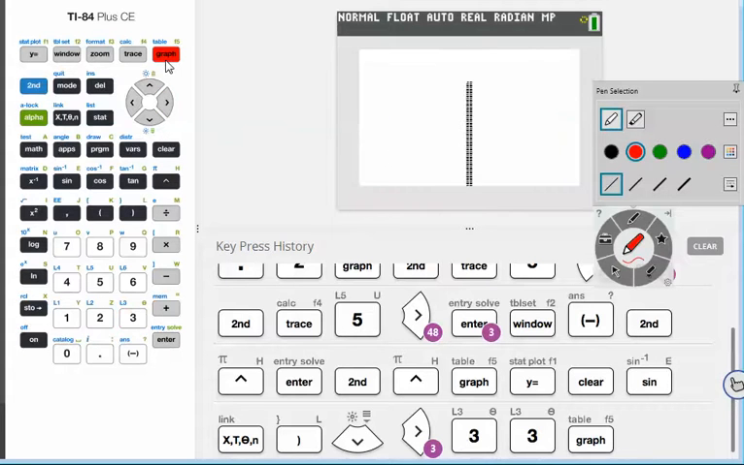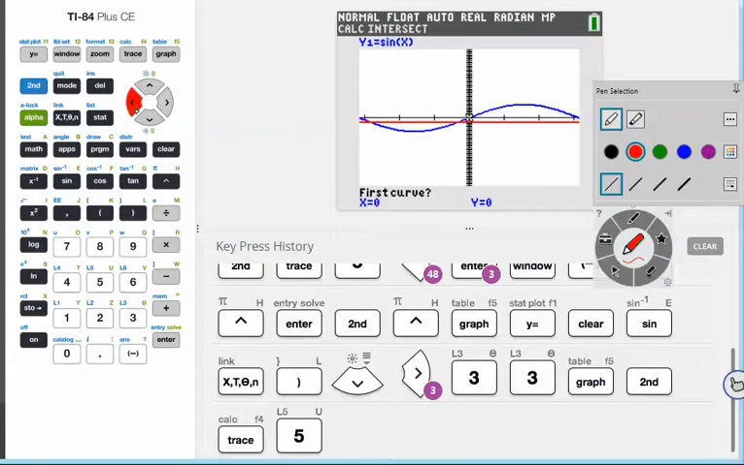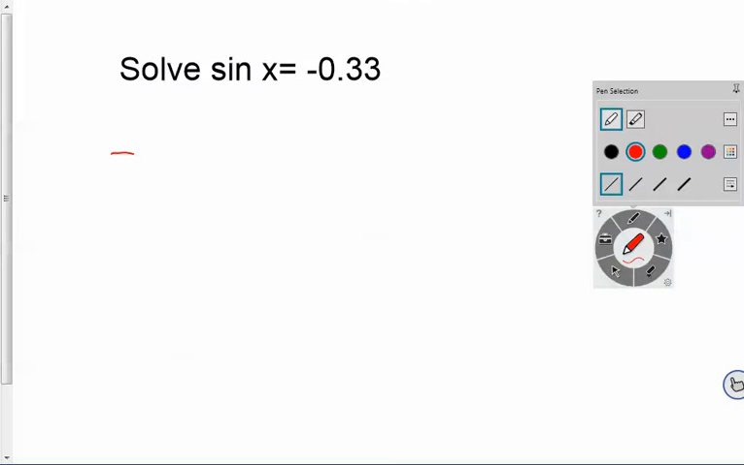Here's my sine curve, and here's my negative 0.33, and I have two locations. I find these two locations by going to second calc, intersection, and I'm going to move over a little bit to get this guy right here. I hit enter, enter, enter, and I get the intersection at negative 0.336. So I got one at negative 0.336, plus 2k pi on that one, because sine has a period of 2 pi.